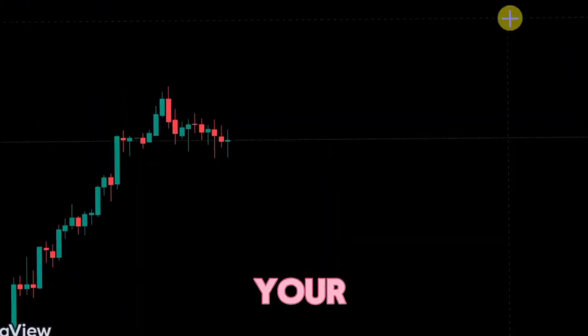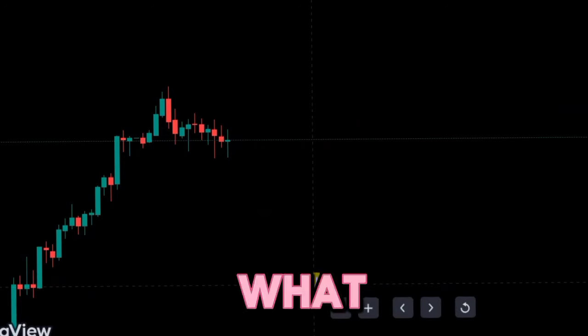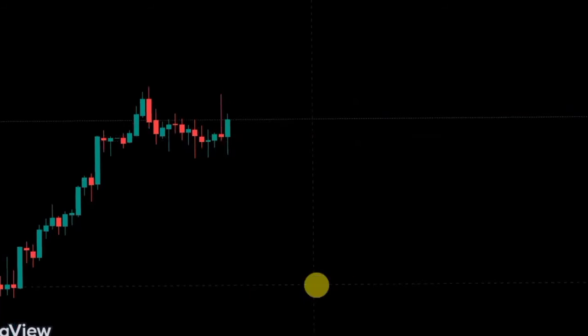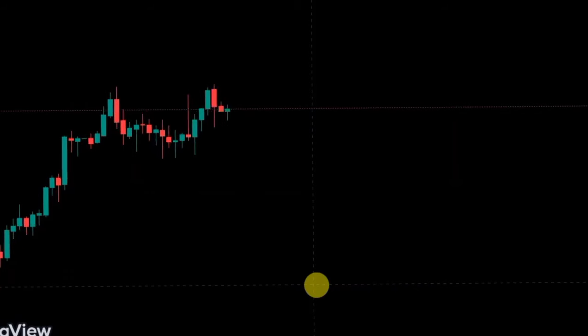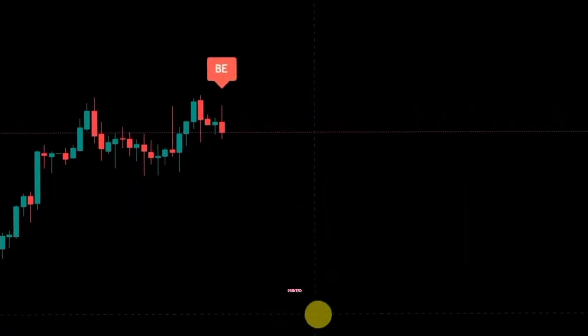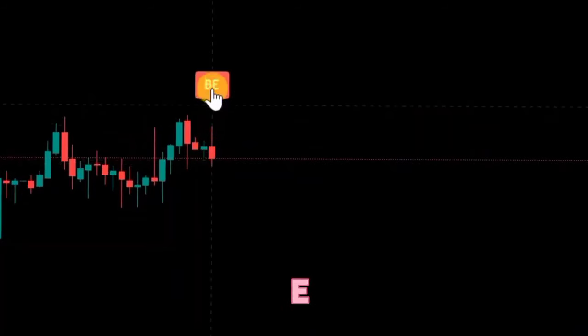Now, to enter your sell position or your short entry, you have to wait for the indicator to print a red signal, a red label at the top of the candle you're entering your position from. So let's watch and see what happens. Let's wait for a red signal to be printed before we proceed with our entry. Now we just printed a sell signal at the top of this bearish candle.